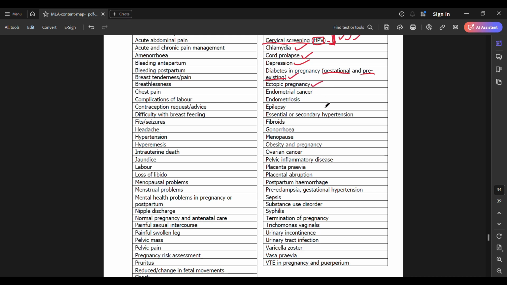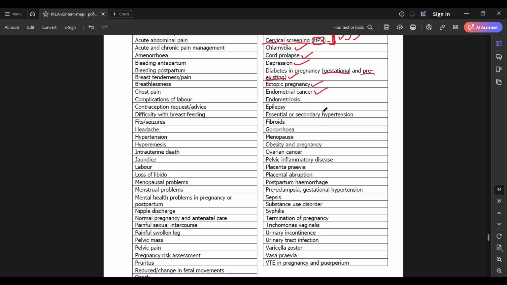Ectopic pregnancy, a patient may show up and they may not know they're pregnant. They may just have abdominal pain, very severe abdominal pain, a ruptured ectopic pregnancy may show up. So you need to know how to investigate this patient and what to do for them. This does commonly show up in your exams.